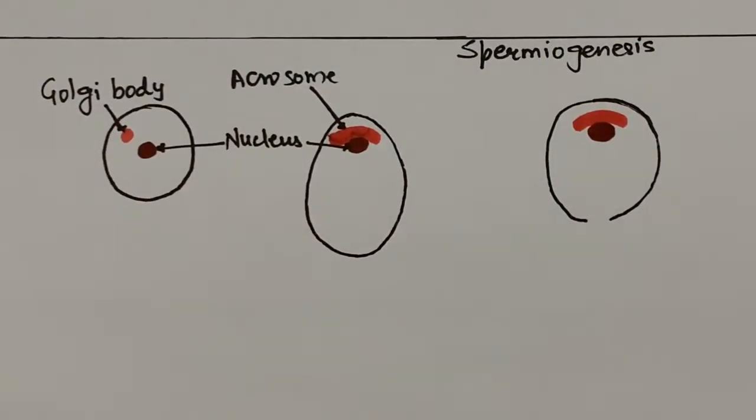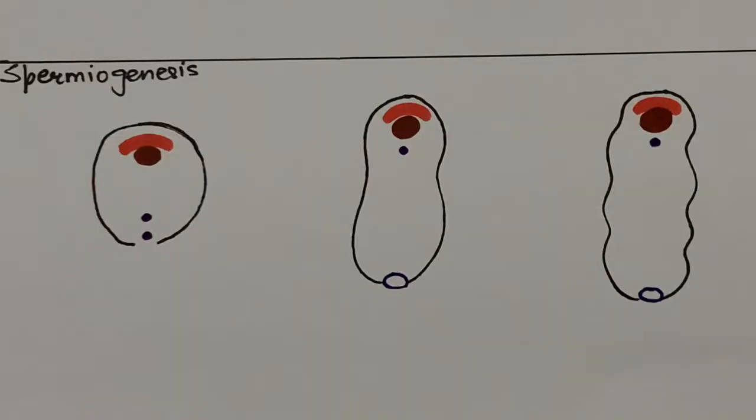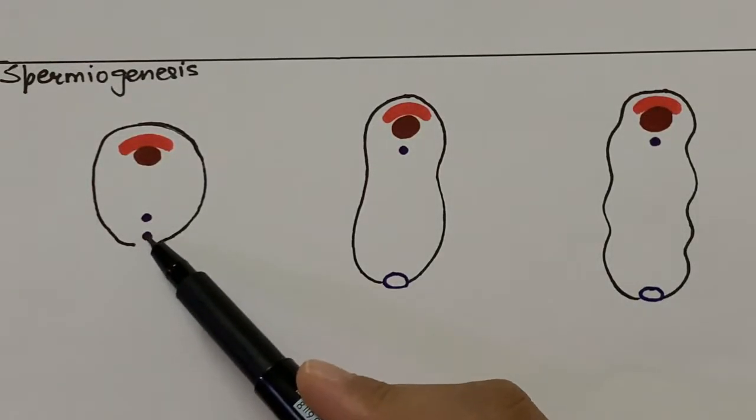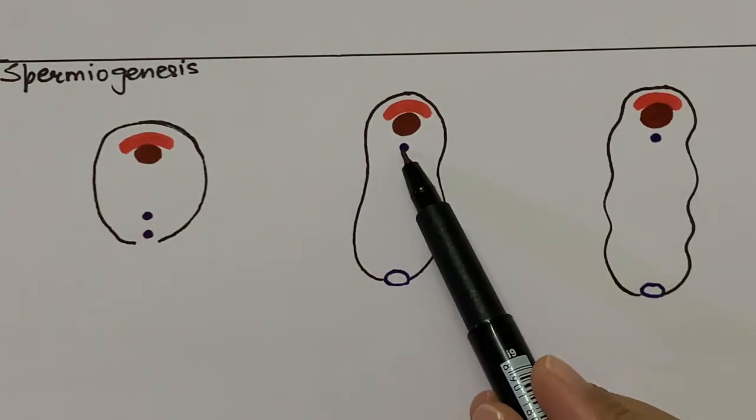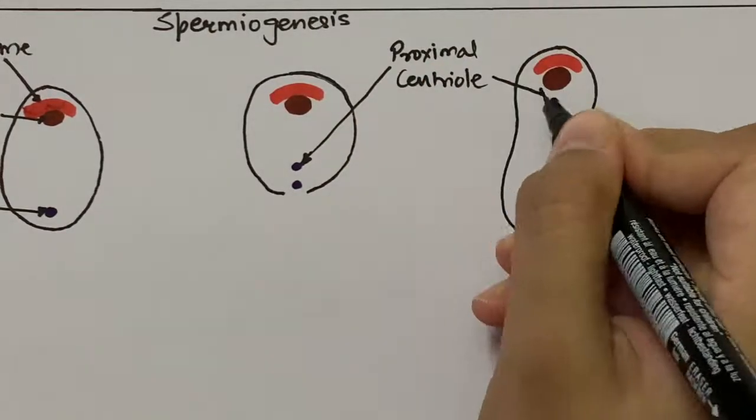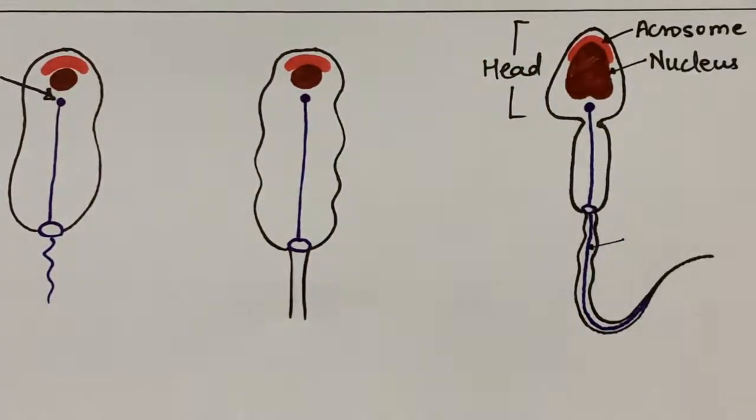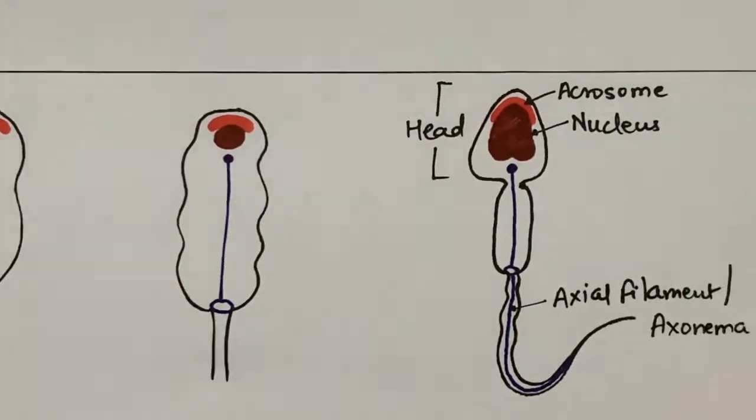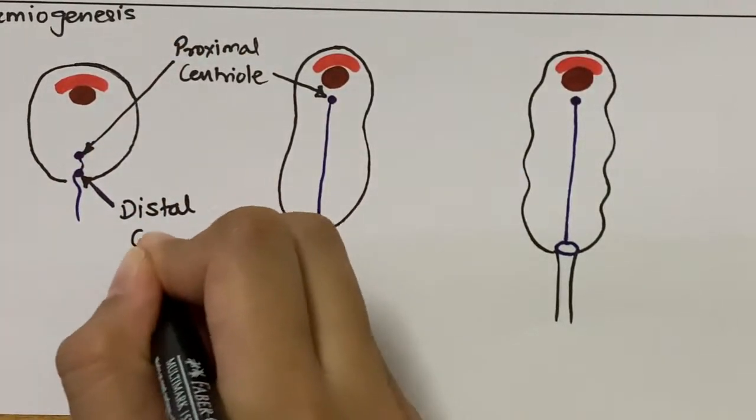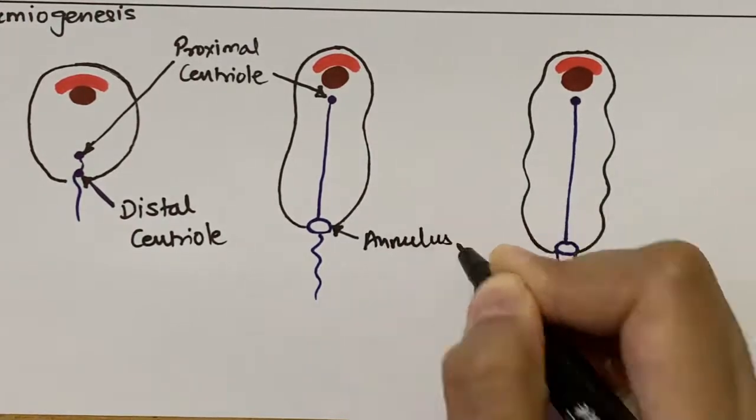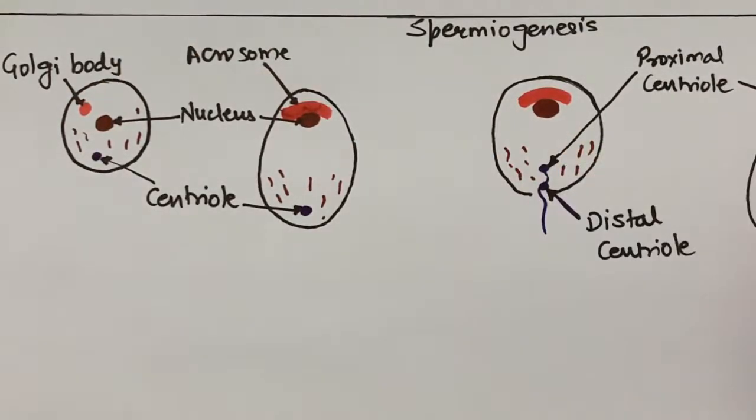Next, the centriole in the spermatid divides into 2 parts. At first, they are very close to each other, but eventually, the proximal centriole that you see becomes spherical and moves to the neck. Now, the axial filament appears to grow out from this centriole. The distal centriole, on the other hand, moves to the distal end of the middle piece and forms the annulus. And the centrioles are concerned with the movement of the sperm.